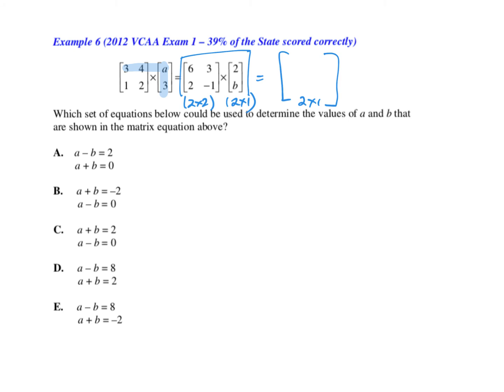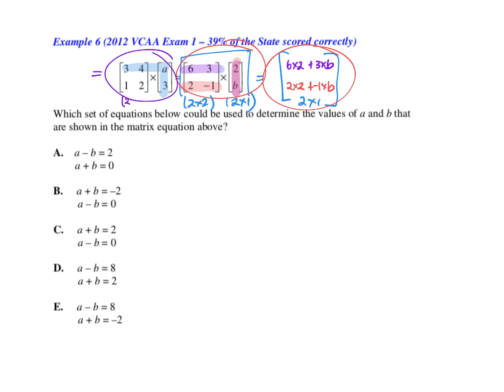So I'll go this row by this column. That first row will be 6 times 2 plus 3 times B, and then the second row will be 2 times 2 plus -1 times B. I've just worked that out. And now I'm going to go over this side and do this one. Now this is a 2 by 2 and a 2 by 1, so it will also produce a 2 by 1.